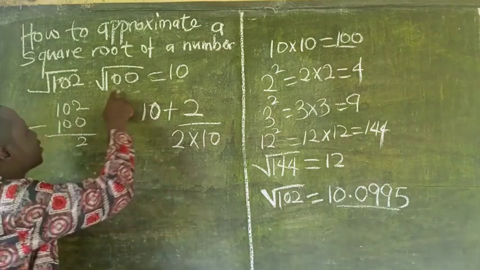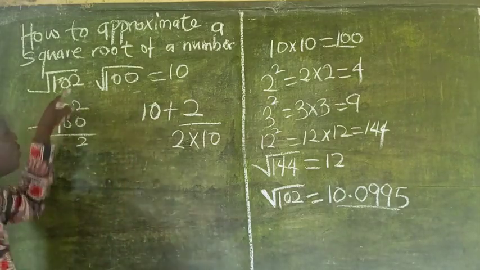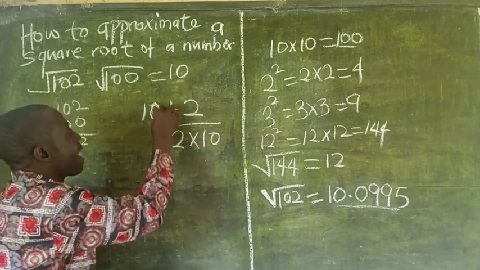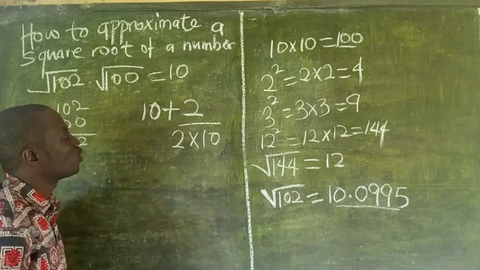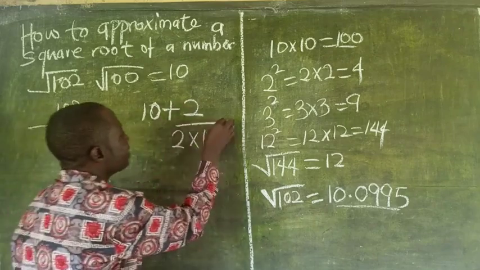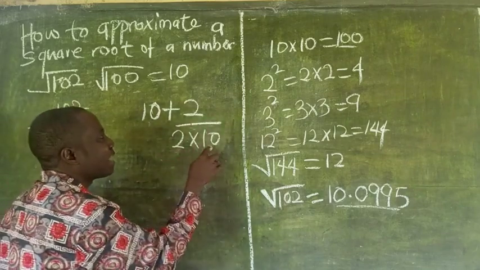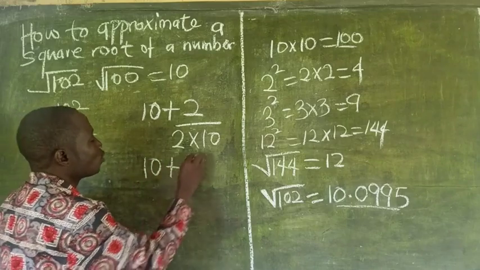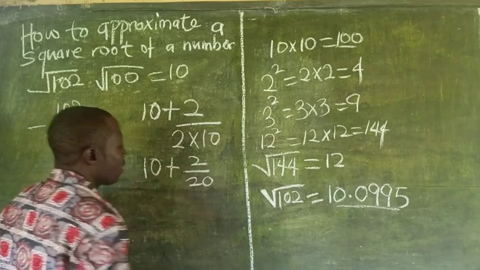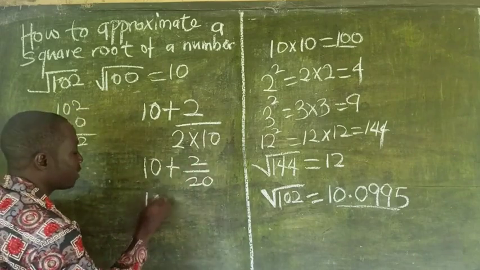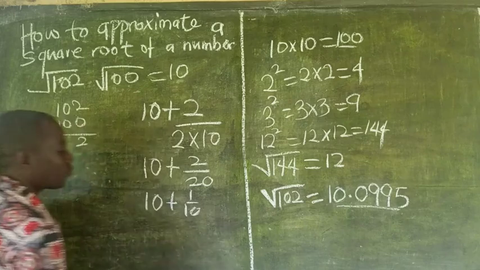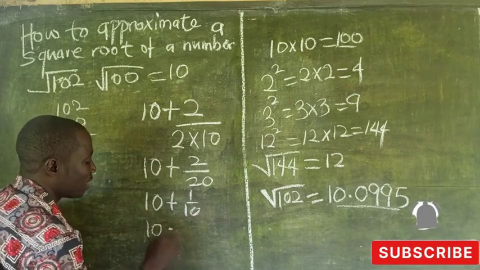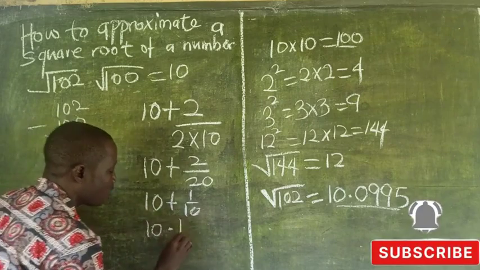This means that when you take the square root of that big number close to 102, which is 100 in this case, and we got 10, you write down the 10 and add it to the difference between the two numbers. Then you divide that difference by 2 times the answer you got previously. So this ends up being 10 plus 2 all over 20. You see? When you solve this, you end up with 10 plus 1 over 10. And 1 over 10 is 0.1. Eventually, when you add it to 10, it becomes 10.1.